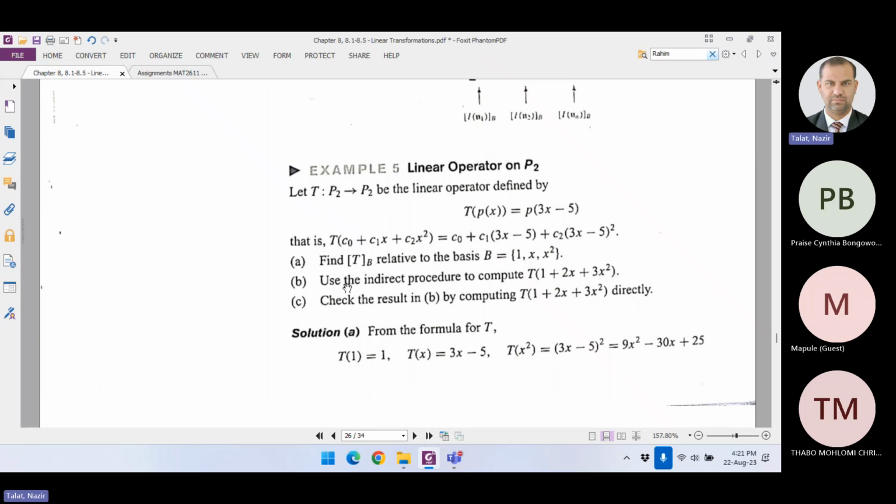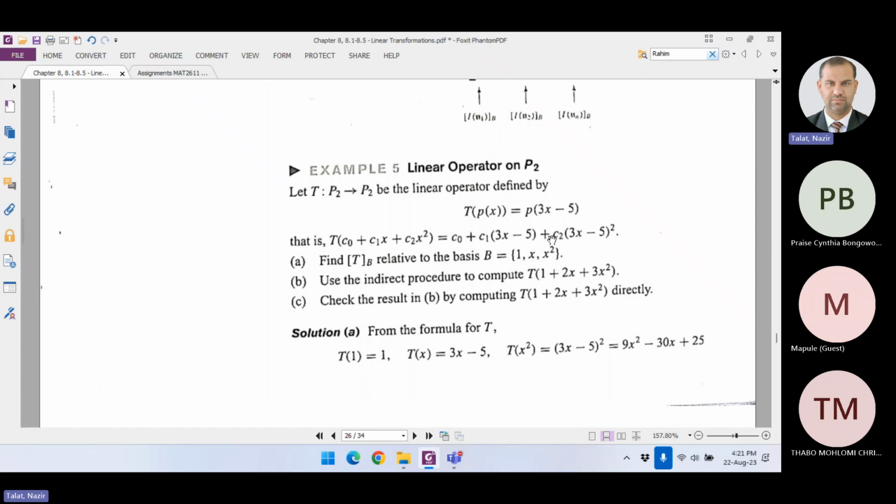Also, use the indirect procedure to compute T of 1 plus 2x plus 3x squared, and also check the result by directly computing T of 1 plus 2x plus 3x squared.